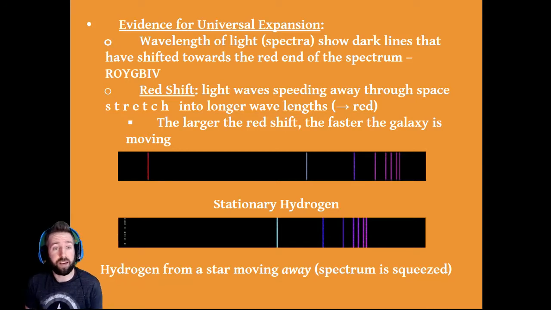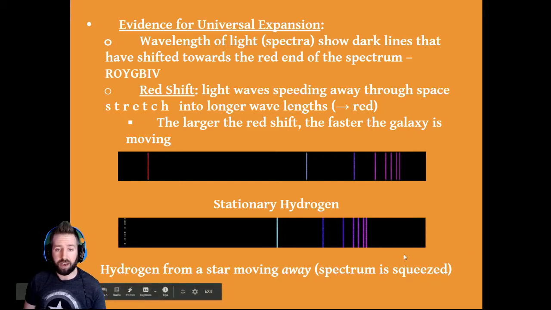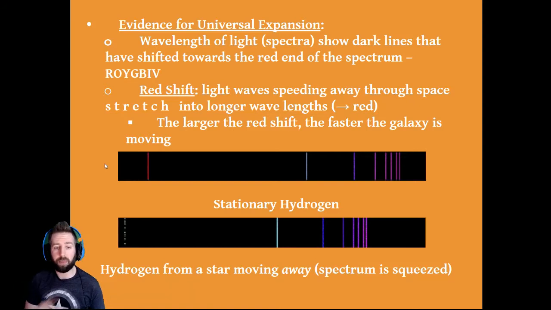So it says here, wavelength of light, or we call them spectra, show dark lines that have shifted towards the red end of the spectrum. So if you look, there is the standard hydrogen, and then there is the hydrogen moving away from a star. So this top black line is if you were in a lab and you took hydrogen gas and you excited it a little bit, you put some energy in it, it would give off this color pattern.